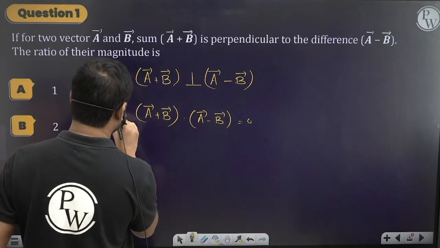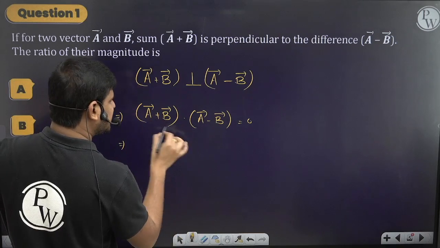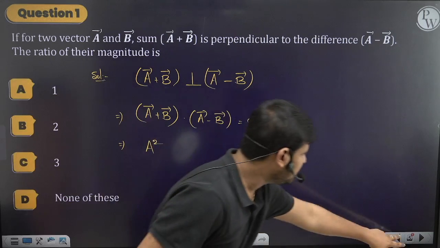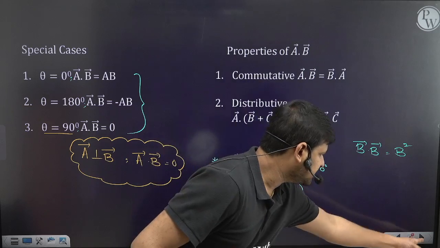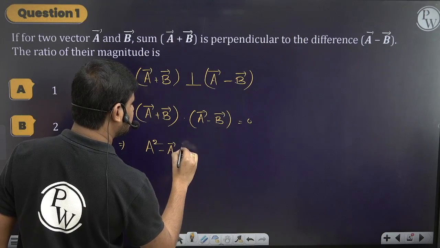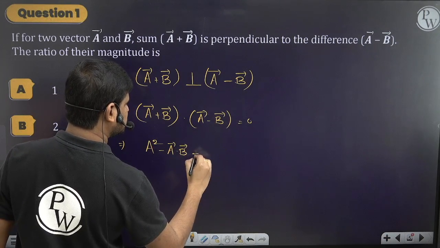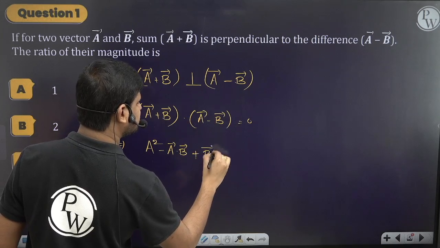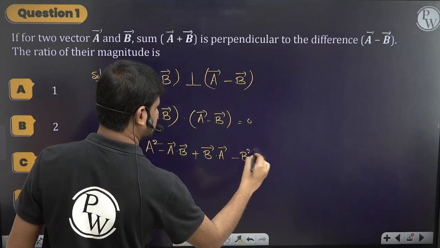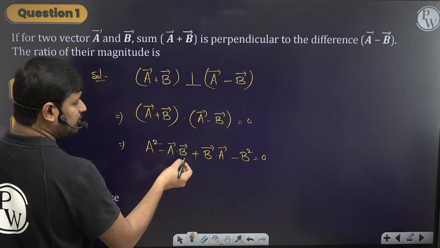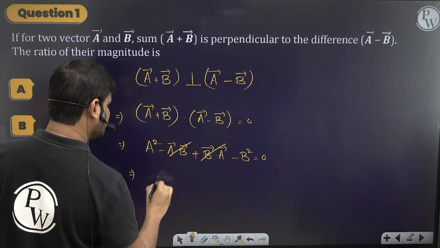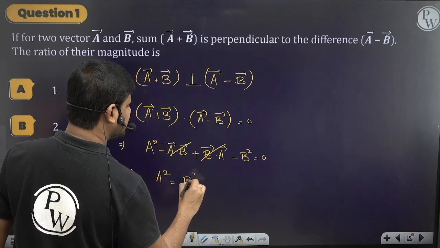Just now we dealt with this, right? So what is vector A dot vector A? Vector A dot vector A is A square, as I said just now. Now vector A dot vector B is minus A dot B. Then multiplying the other two, B vector dot A vector, which is B dot A. Plus into minus gives minus B dot B, which is B square. From here we know that A dot B is equal to B dot A, so one is minus and one is plus, and these two get cancelled. So A square is equal to B square, sending it to that side.